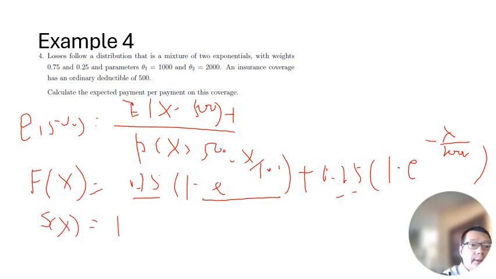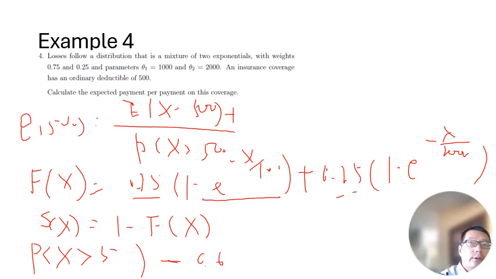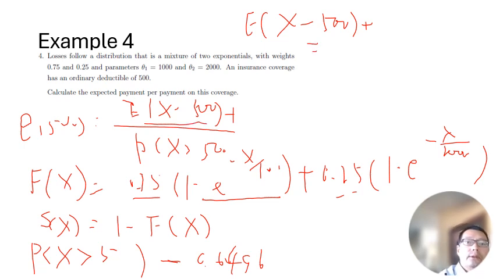Xx is just 1 minus Fx. With this Sx, you will be able to calculate the probability of x greater than 500, which will eventually give you 0.6496. Then we can calculate the expected value for x greater than 500. For this part, there are two ways to calculate that.